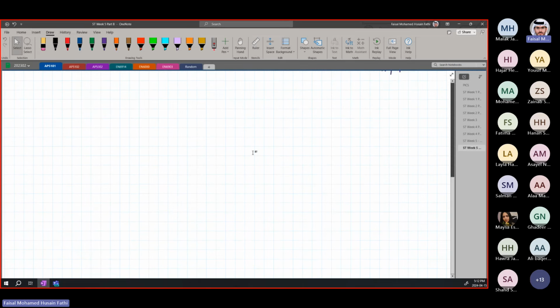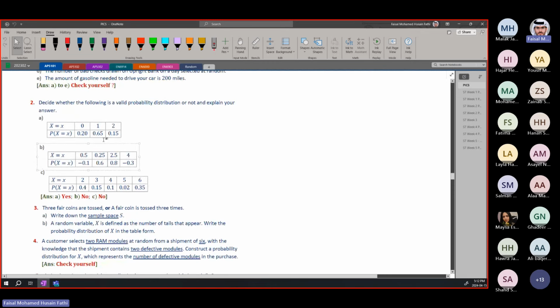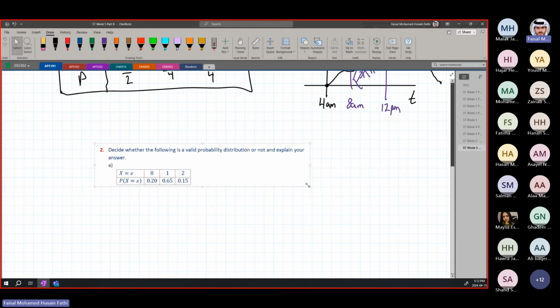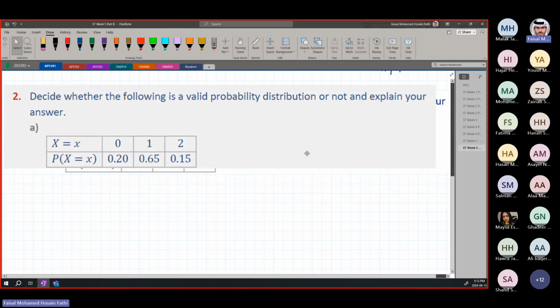It's better if I just start solving examples so you guys will get a bigger picture. First, we're going to talk about discrete, okay? So I'm going to use this as an example, and I'm going to be explaining fully what this table exactly means, all right? So the question just simply says, determine whether the following is a valid probability distribution or not and explain your answer.